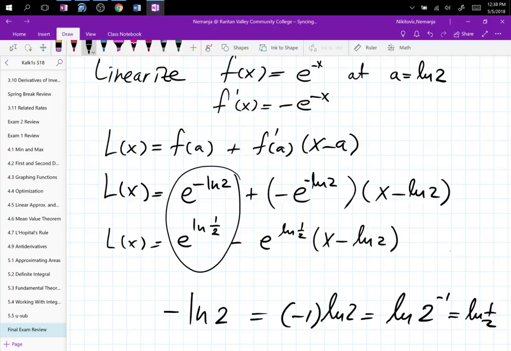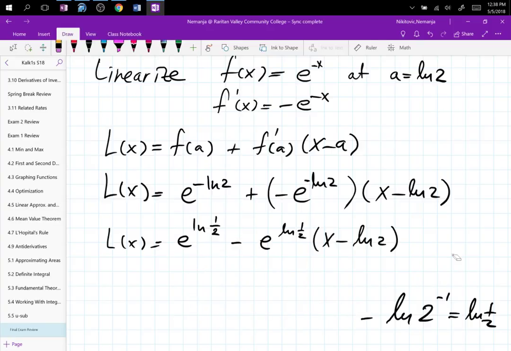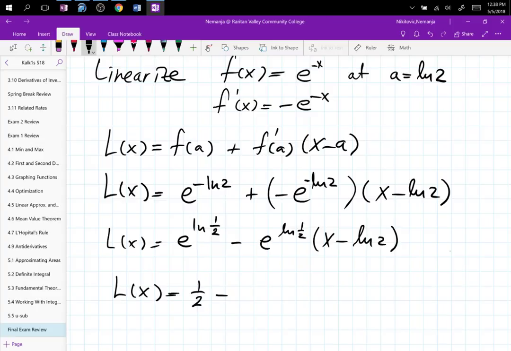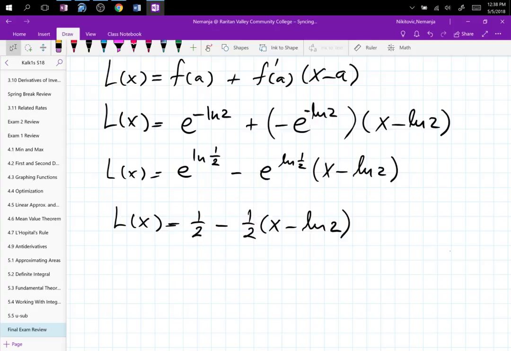So those are all the steps that you can possibly think of to write as you transform this into the next one. Now, why do I want to transform it? I want to transform it because e and ln cancel. So now L of x is 1/2 minus 1/2 times x minus ln 2. And now, you could possibly check out right there. But then, it's really not in mx plus b form. This is already linearized. The problem could be over right there.